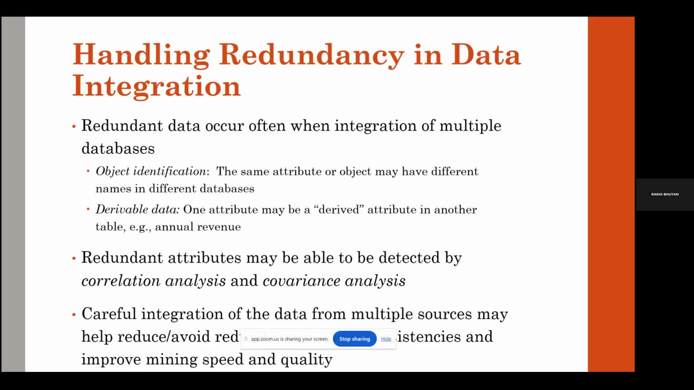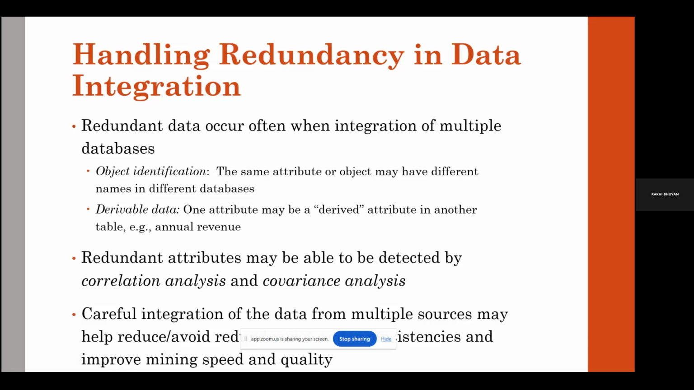Now the next one is handling redundancy in data integration. Redundancy means duplication. Redundancy means duplicate values, repeated values. Say you successfully integrated or combined data, but suddenly you realize that some information is repeated or not even needed. That's called redundant data, duplicate data, repeated data.